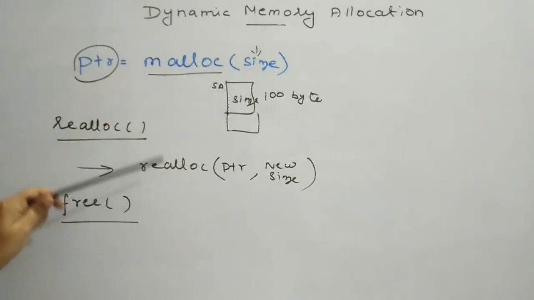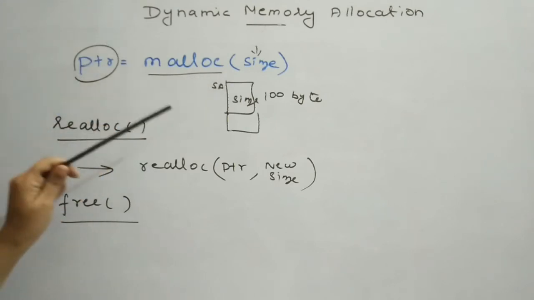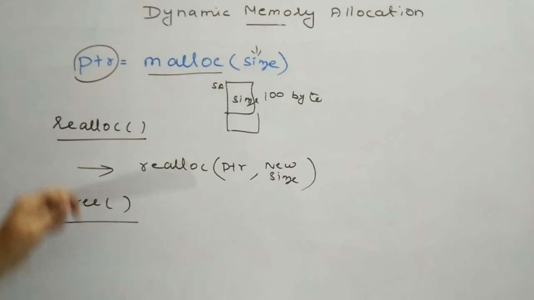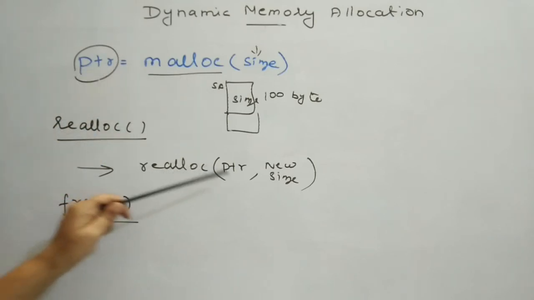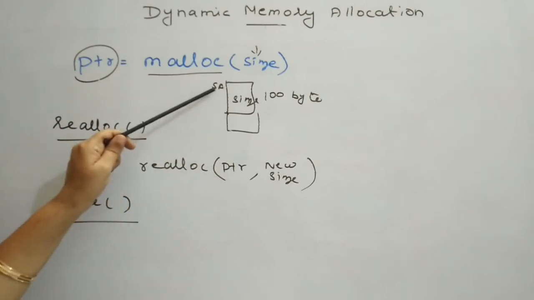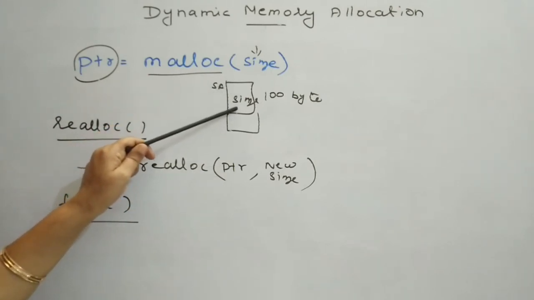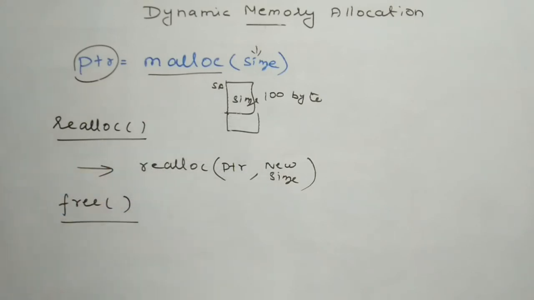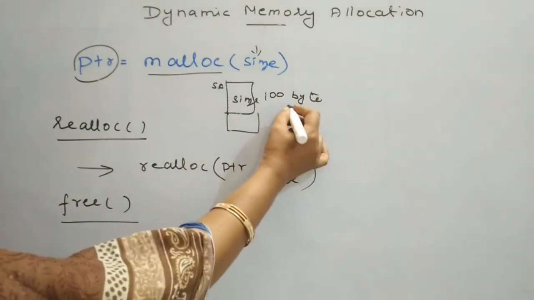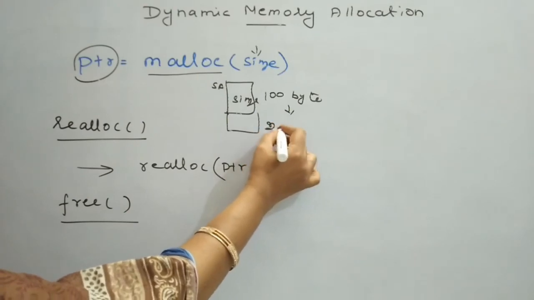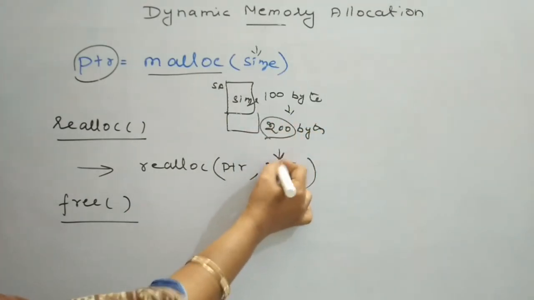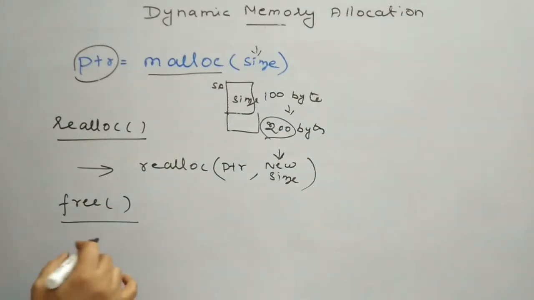If I want to reallocate the size of the memory block which is already allocated by malloc and calloc function, whose starting address is stored in some pointer variable, we need to pass as a parameter the starting address of the memory block which needs to be resized. And then the second parameter is the new size of this memory block. For example, if I want to increment its size from 100 to 200 bytes, 200 bytes is the new size which is passed as parameter. Okay, and then free.